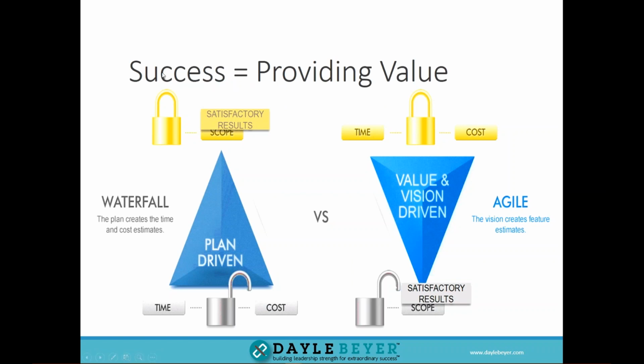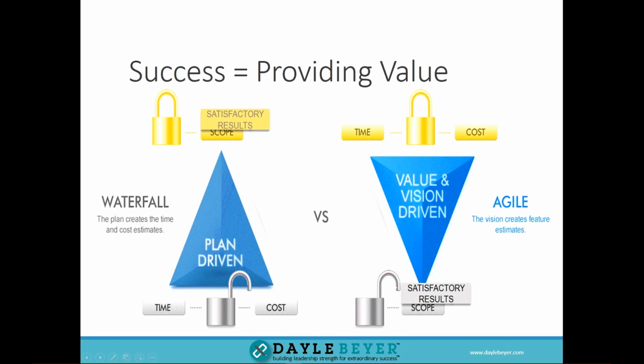We want to be able to do it whether it's in a waterfall methodology, where the plan creates the time and cost estimates. So scope is frozen for satisfactory results, and time and cost become more flexible. Or we're pushing more toward agile, where the vision creates the features and the estimates. In other words, scope is flexible, but time and cost are more rigid. So we have so many sprints designed ahead of time. Either way, whichever methodology we look at, we still have to decide what success looks like.